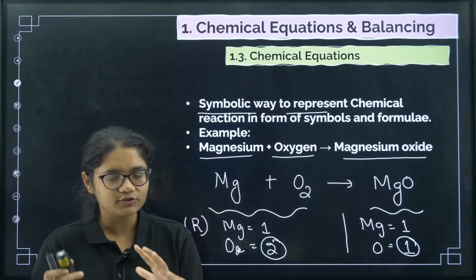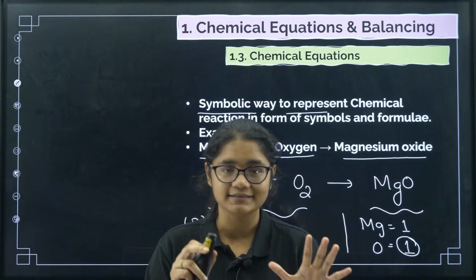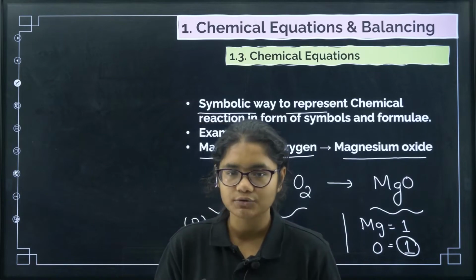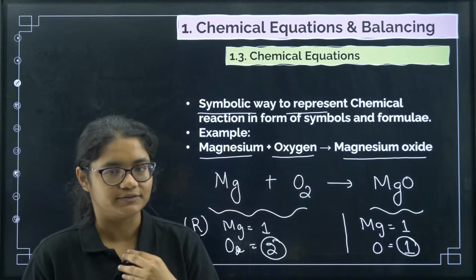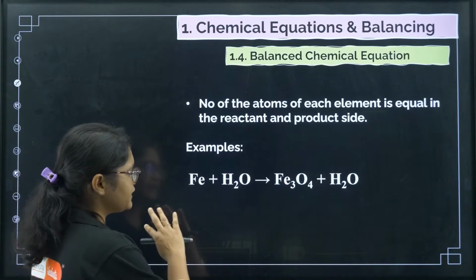If the number of atoms on both sides of the reaction, that is on the reactant side and on the product side, is not the same, then we say that the reaction is not balanced. Then what should we do? We need to balance the reactions, right? So now see how to balance the reaction. We'll take this example.